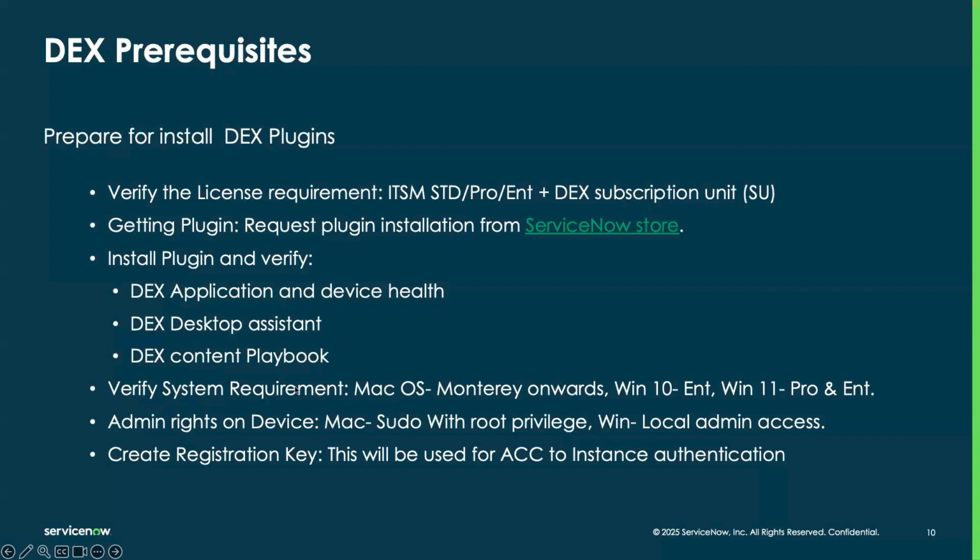Also verify system requirements before you even start the DEX installation. Make sure end user devices are following the minimum system requirements. Before installing DEX or the Agent Client Collector on devices, make sure we have admin rights on devices. In the case of Mac, for example, sudo permissions or root privileges, and in the case of Windows devices, at least local admin access. Be ready with the registration key. This registration key will be used for ACC to instance authentication. So these are a couple of prerequisites that I want to call out.